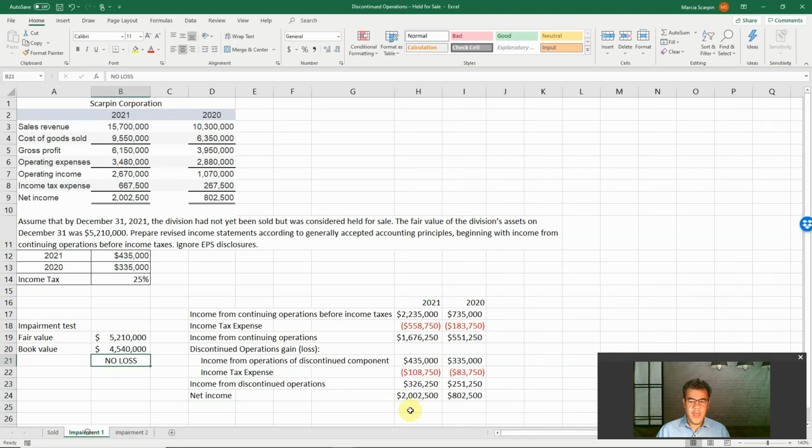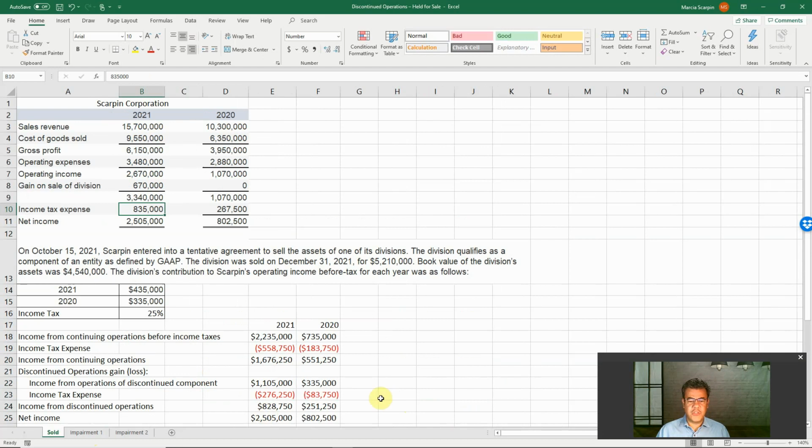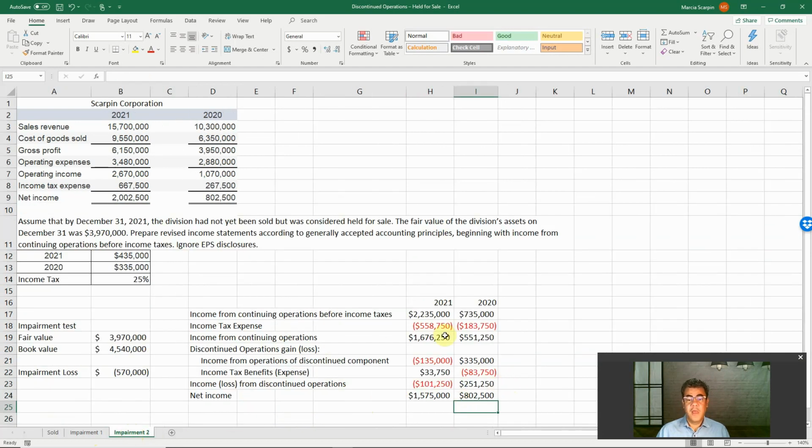So here our income in 2020 will be the same for all of the three situations because we have no impairment. And 2021 now, we need to consider our impairment loss too. Not only the contribution to the operating income, not only the revenue and expenses.